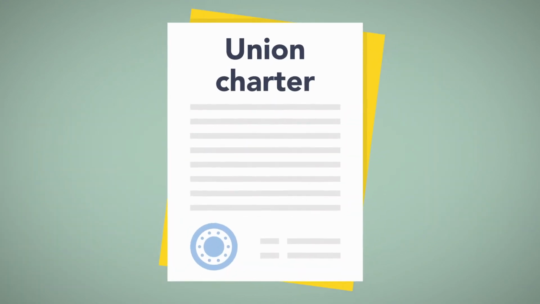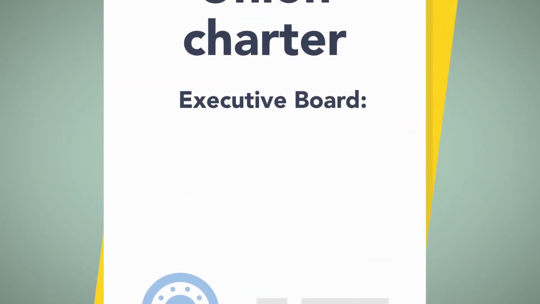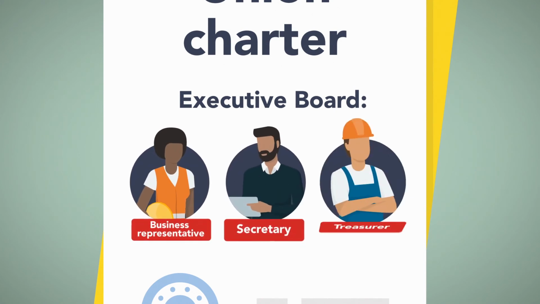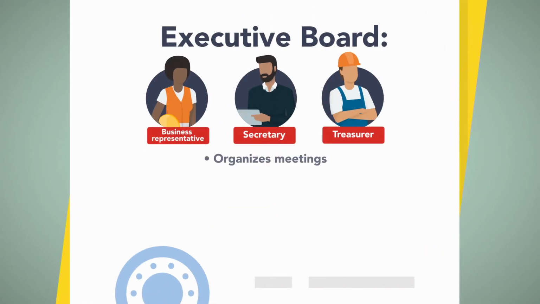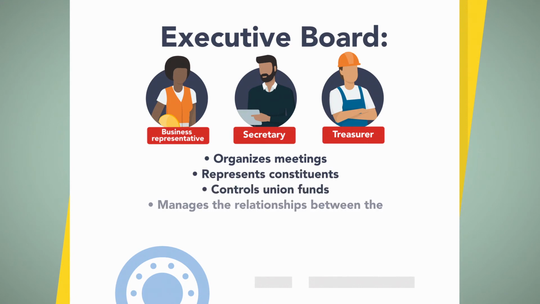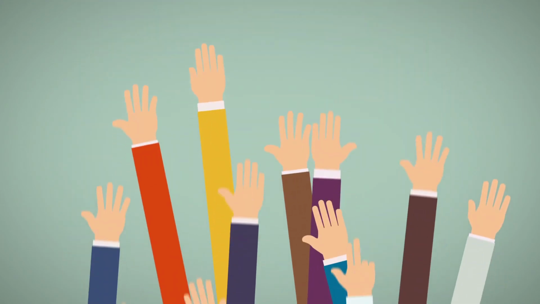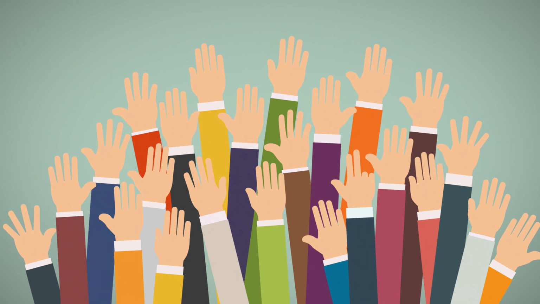Local union charters typically require union leadership to take the form of an elected executive board consisting of a business representative or agent, a secretary, and a treasurer. The executive board organizes meetings, represents constituents, controls union funds, manages the relationships between the employees and the employers, and works with other labor unions in the area. Most unions have paid staff to support these functions, but many rely on volunteer members who take on these roles.